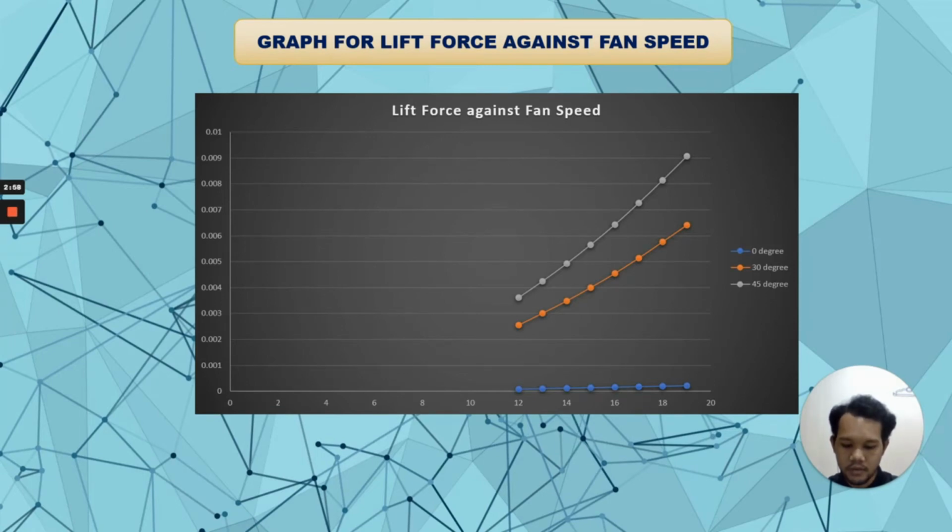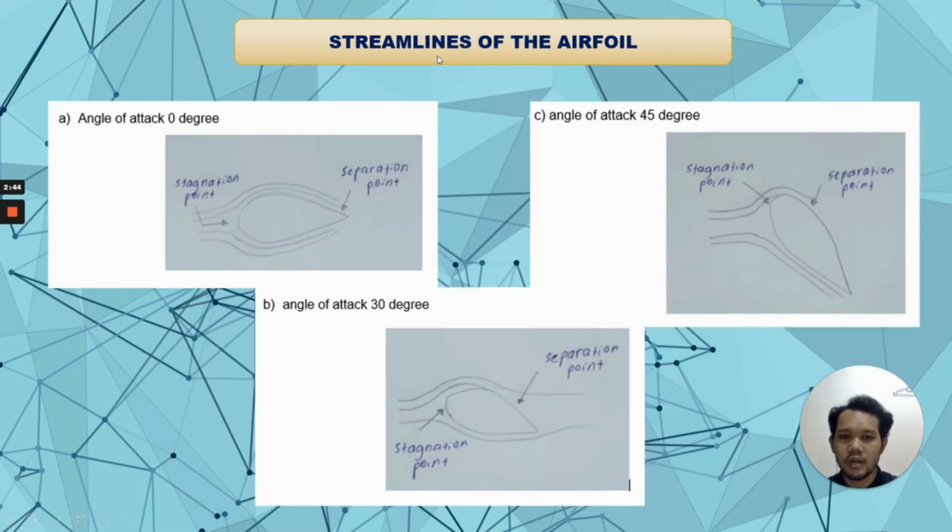The higher the drag and lift force, the greater the angle of attack. The drag force is related to the velocity of the object moving through the fluid. Lift force is probably related to the square of the flow speed and proportional to the density of the air. And lastly, this is the streamline of the airflow. As you can see, if the angle of attack is different, then the stagnation point and separation point is different. So that's all for experiment 1.